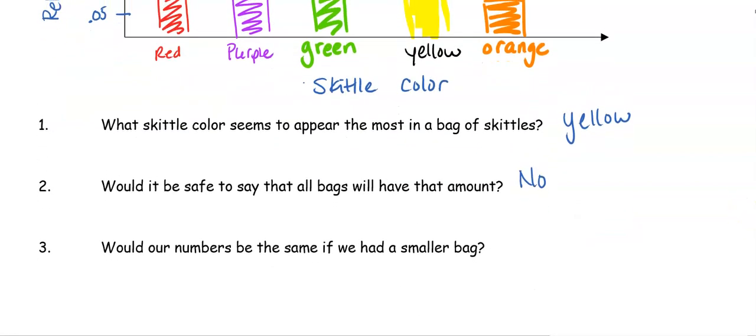Would our numbers be the same if we had a smaller bag? No. If you remember from the PowerPoint, sample size is really important. If you have a small sample size, it's going to most likely be skewed. As your sample size gets larger and larger and larger, your true values will become more accurate. All right, and that is it for categorical data and its graphs.